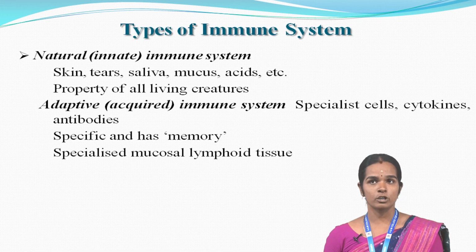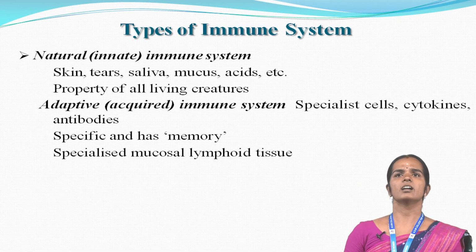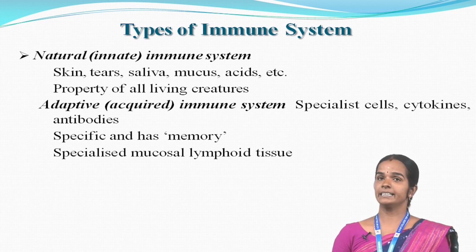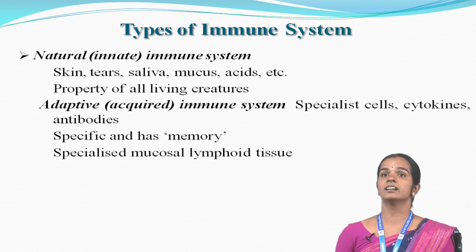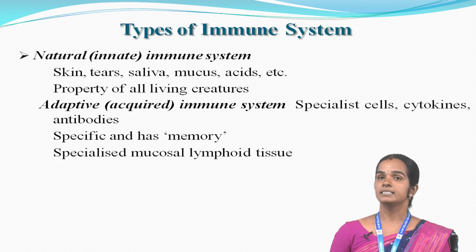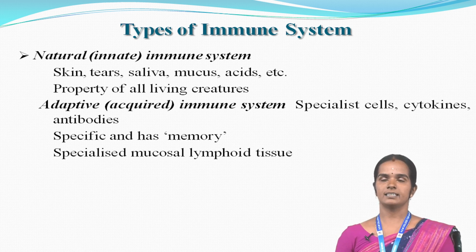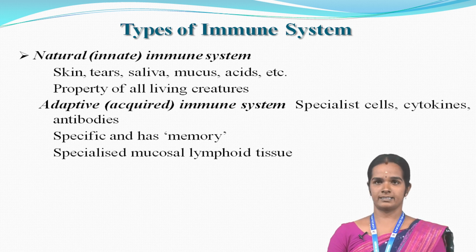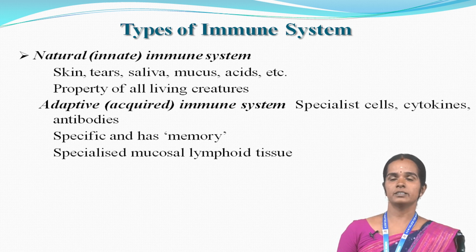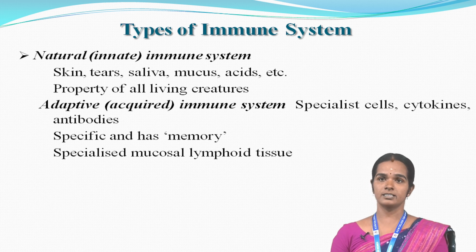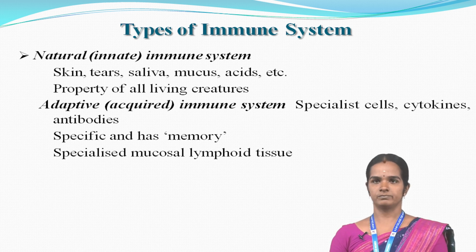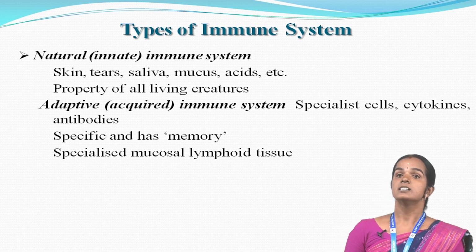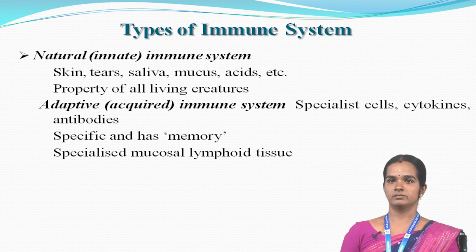These are the types of immune system. The first type is natural, otherwise called the innate immune system. Skin, tears, saliva, mucus, acids, etc. It is a property of all living things. The second is the adaptive immune response, otherwise called the acquired immune system. It involves specialized cells, cytokines, antibodies, and memory.